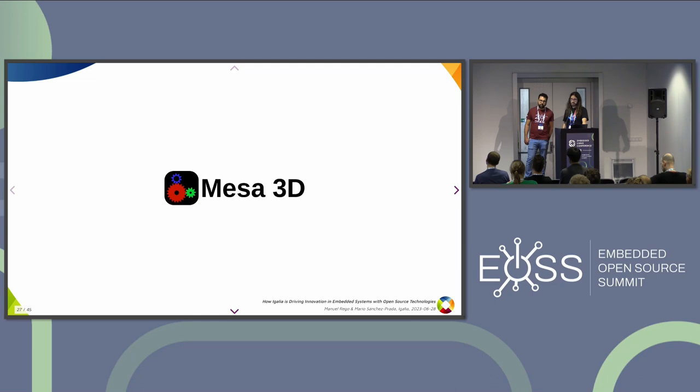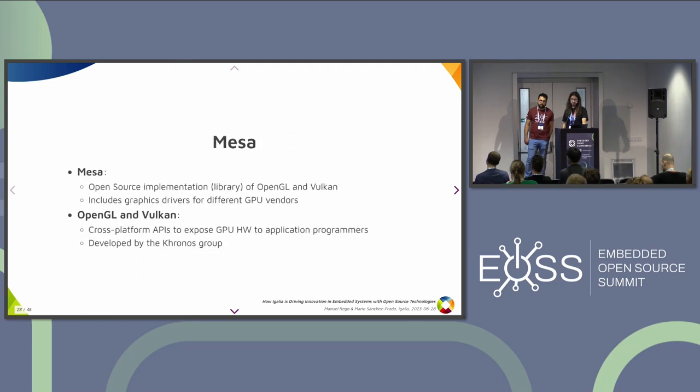And on the graphics side of things, we work a lot on Mesa as well. We have a graphics team working here full time. What is Mesa? Quick introduction again. It's an open source implementation of the OpenGL and Vulkan APIs, which includes drivers that you can use to communicate with different graphics cards. I'm not talking about kernel graphics drivers, I'm talking about higher level ones. So what are OpenGL and Vulkan? Both of them are cross-platform APIs.